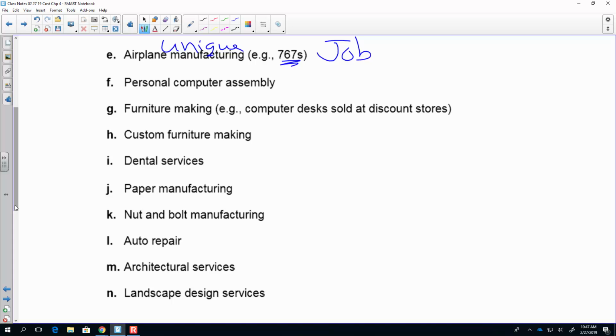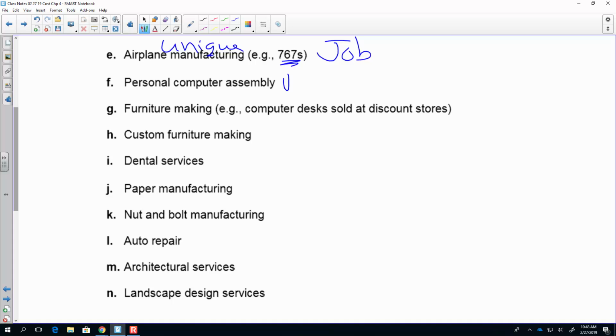Over to you, Liz. Personal computer assembly. Job? Let's assume, this is a gray area again, let's assume that we're talking your iPad that you buy from Best Buy. Then it's going to be assembled the same. It's a process.